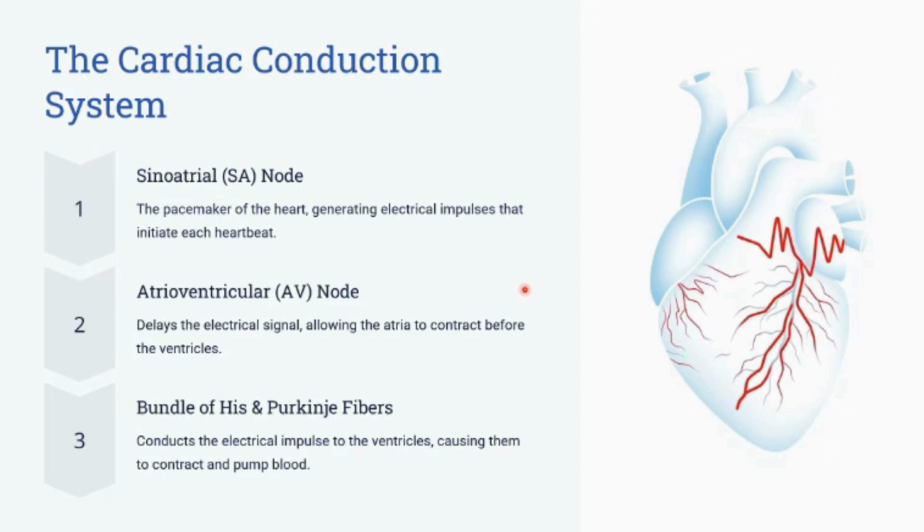These fibers rapidly conduct the electrical impulses to the ventricular muscle cells, causing the ventricles to contract from the bottom up, pushing the blood out of the heart into the aorta from the left ventricle, and the pulmonary artery from the right ventricle. So in the conducting system we have the SA node, AV node, bundle of His, right and left bundle branches, and Purkinje fibers.